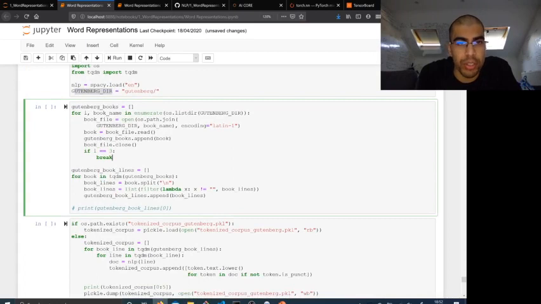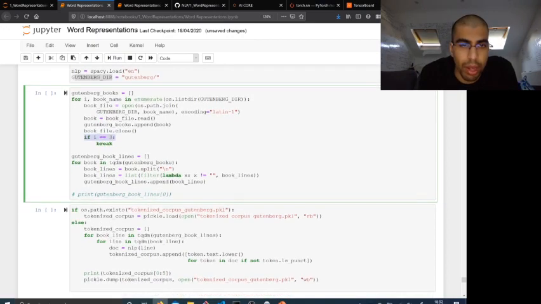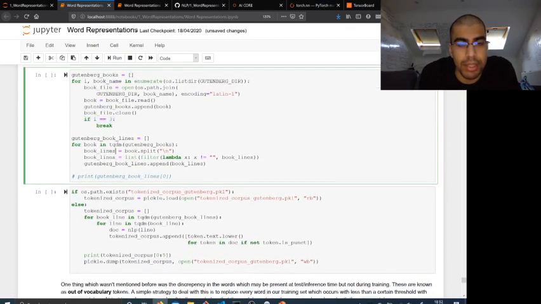These are just helper functions, and all they do is load the books into our kernel. So all we're going to say is we're going to only consider 3 books, and then we're going to split the books on new lines, just so we have a list of sentences.